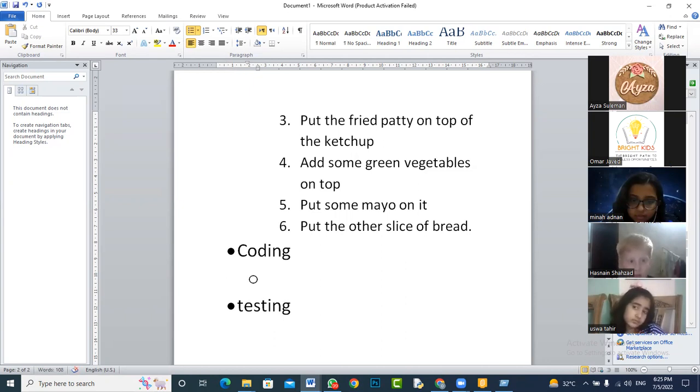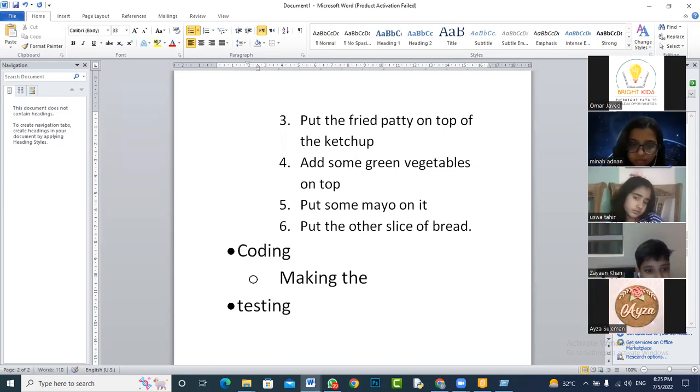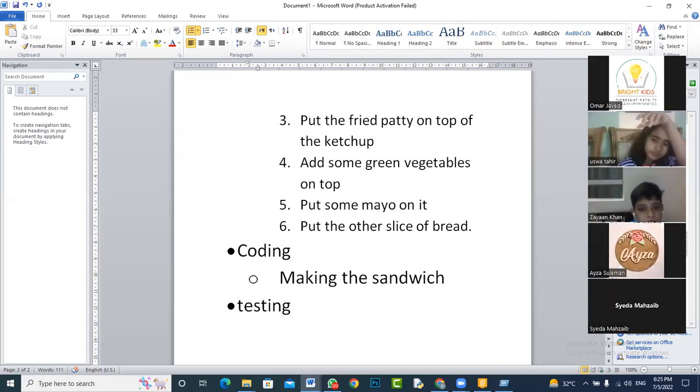I think that coding will be making the sandwich. Yes, it is exactly that. Making the sandwich is like coding. So it is basically the portion in which you are actually doing the productive work, in which you are actually making something. So coding is like the most important part of the programming, but still it is just one part of the programming. It is not the whole programming.